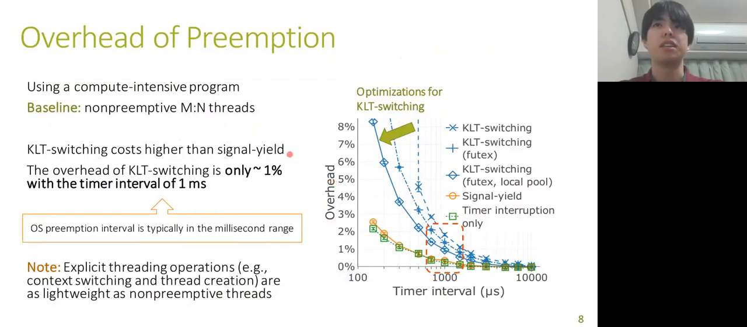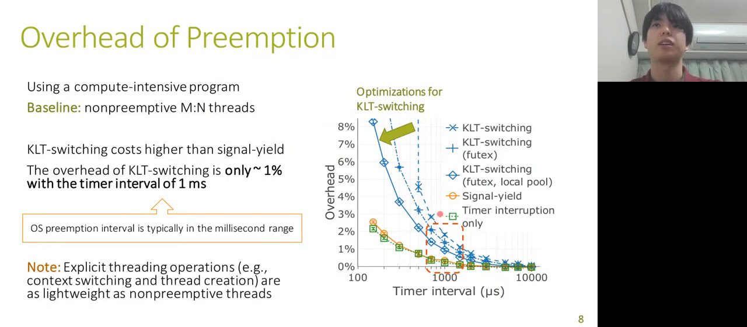As evaluation, we measured the overhead of preemption. The figure shows the additional overhead relative to the baseline execution of non-preemptive end-to-end threads. We changed the timer intervals, which are shown in the x-axis. First of all, the overhead of KLT switching is improved after applying several optimizations, and the overhead of KLT switching is still much larger than that of signal yield. But we consider the overhead of KLT switching is acceptable.